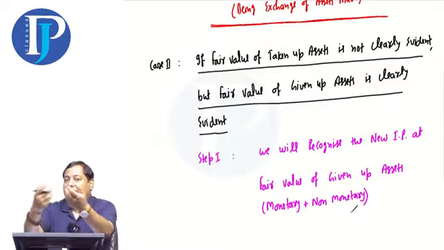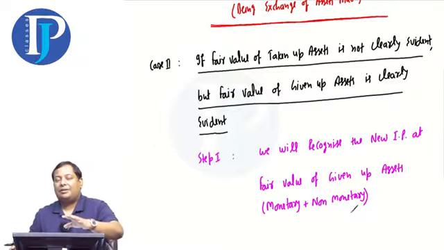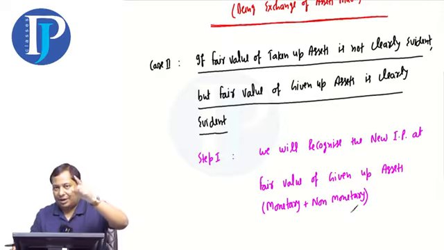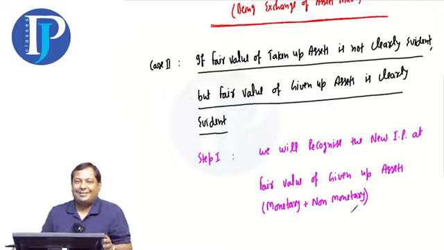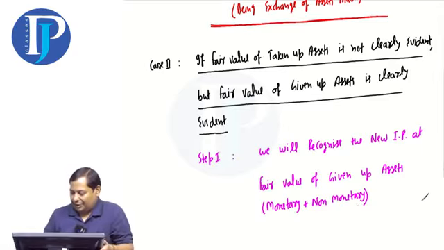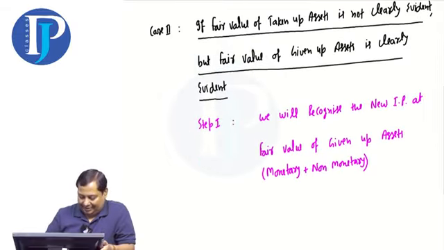It doesn't matter what we gave in the previous case, because we look at the fair value of taken up, but in the second case we need to consider what we have given up. So whatever items you give, they will be added to your cost. Okay. Second step.